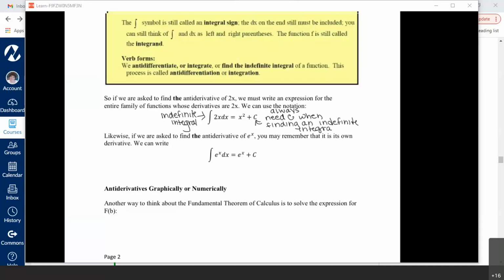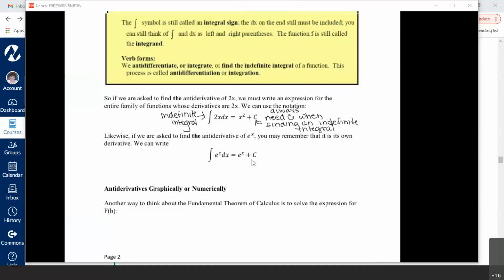Okay, so C is required. You always need C. Here's another really familiar function. Everybody remember when you differentiate e to the x, you get e to the x. So if I integrate e to the x dx, I'm going to get e to the x plus c.